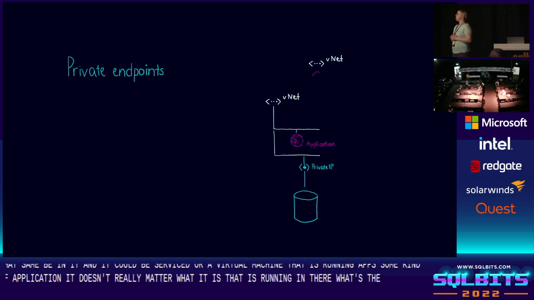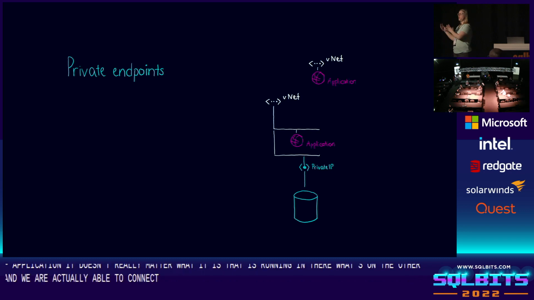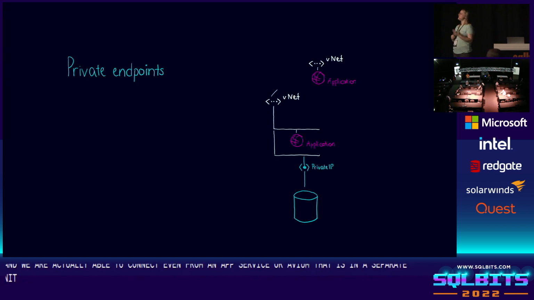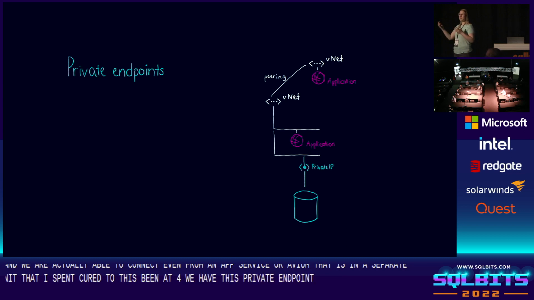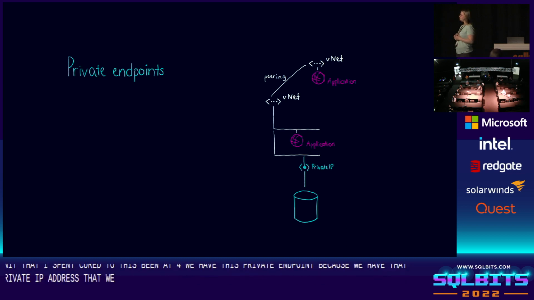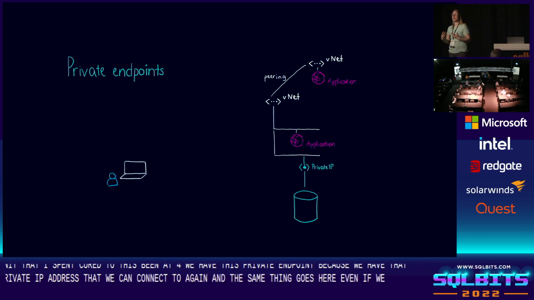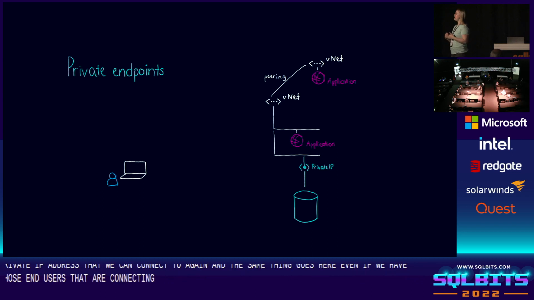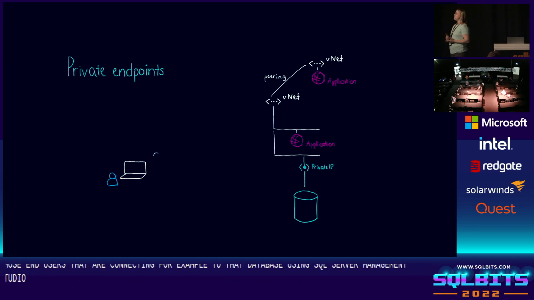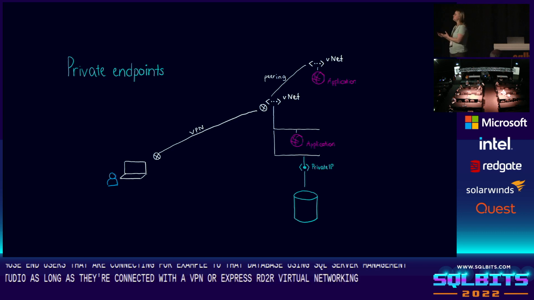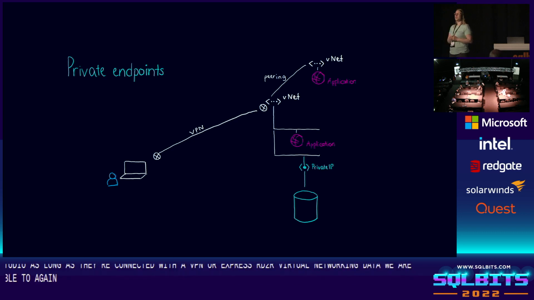But on the other hand, we are actually able to connect even from an app service or a VM that is in a separate VNet that is then peered to this VNet where we have this private endpoint, because we have that private IP address that we can connect to again. And the same thing goes here. Even if we have those end users that are connecting, for example, to that database using SQL Server Management Studio, as long as they're connected with a VPN or ExpressRoute to our virtual network in Azure, we are able to again get that connectivity to the private endpoint.